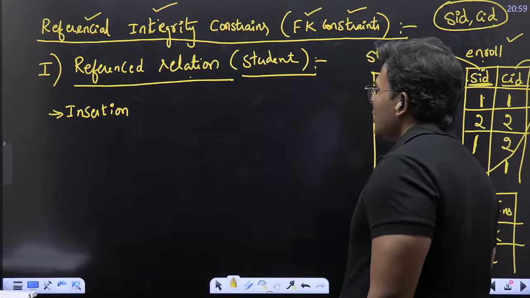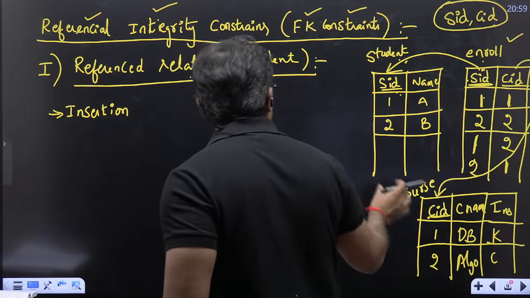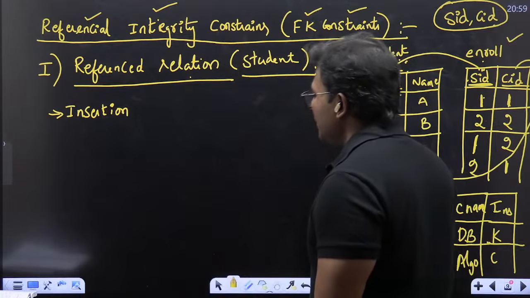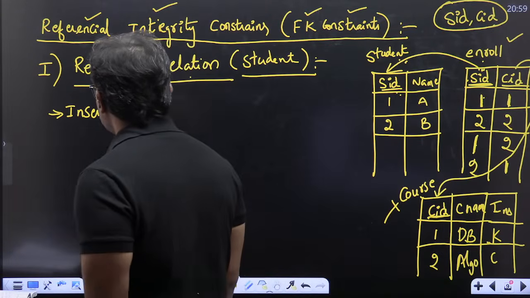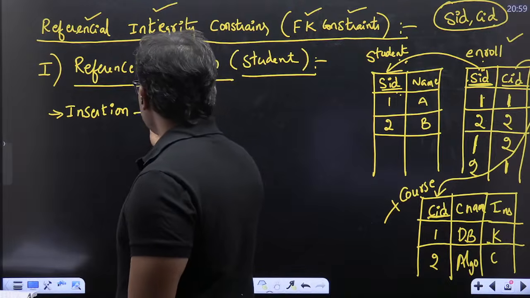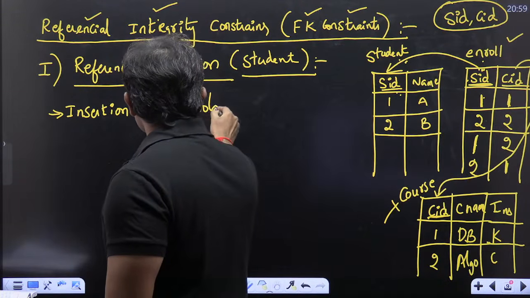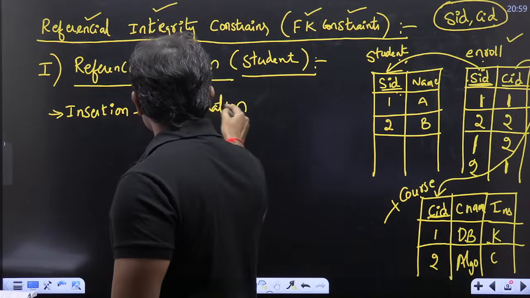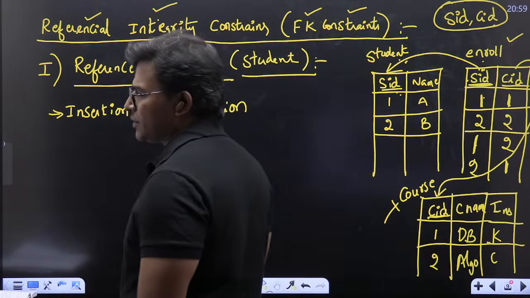Now, what happens for insertion? When you try to insert any record in the student table, there will be no violation of any rules. No violation of any kind. You can do it, okay?